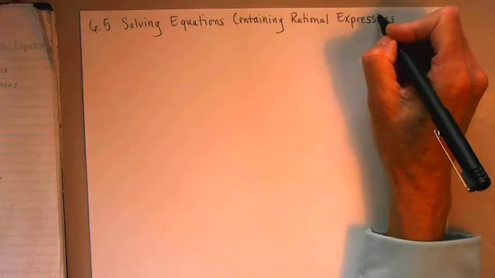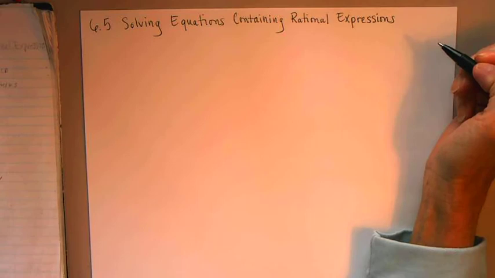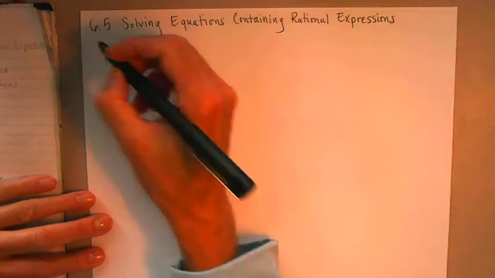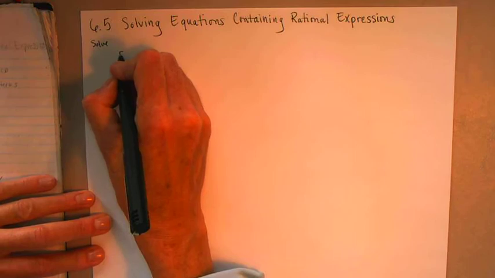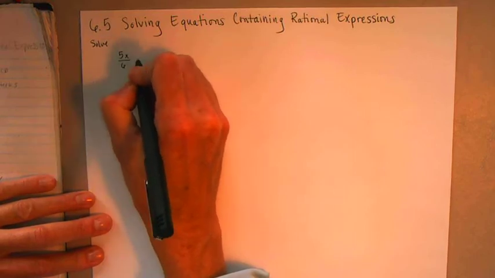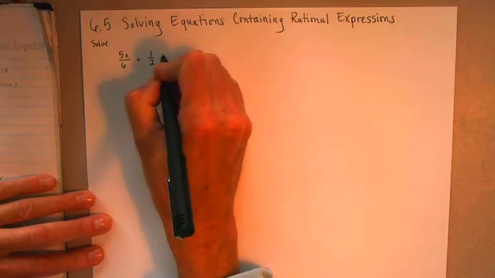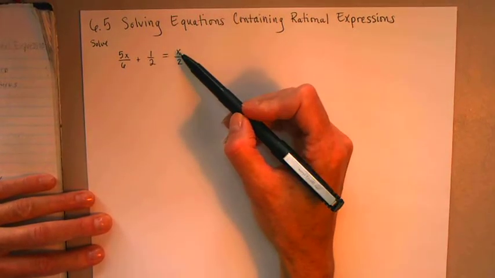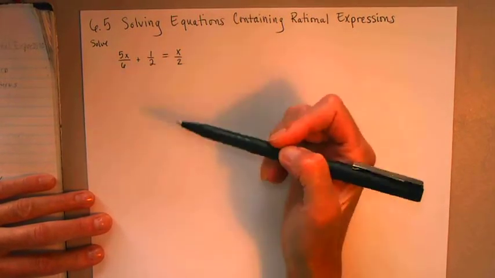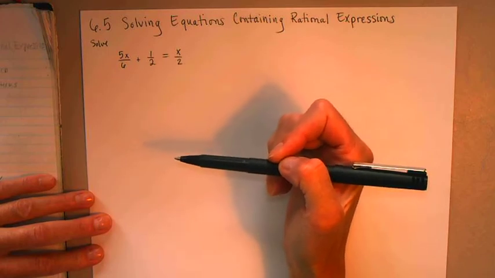Rational expressions. So we just simplified, we added and subtracted, we multiplied and divided, and now we're solving. So the first time your directions will say solve, and for the first time you will see an equal sign like this. And technically, because there are no x's in the denominator, we have done this problem before this semester.